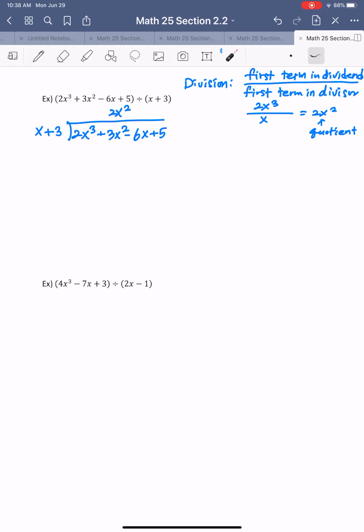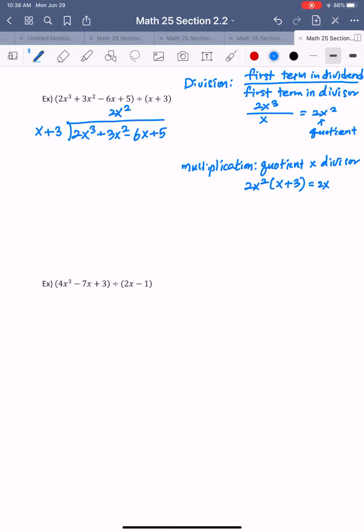Once you're done, now we have to multiply, just like we multiply with whole numbers. Pull out your quotient, which is 2x squared. Let me write it down here. What do you multiply? Your quotient times the divisor. So I multiply 2x squared times x plus 2, distributing. I get 2x cubed plus 4x squared, so I put down 2x cubed plus 4x squared.